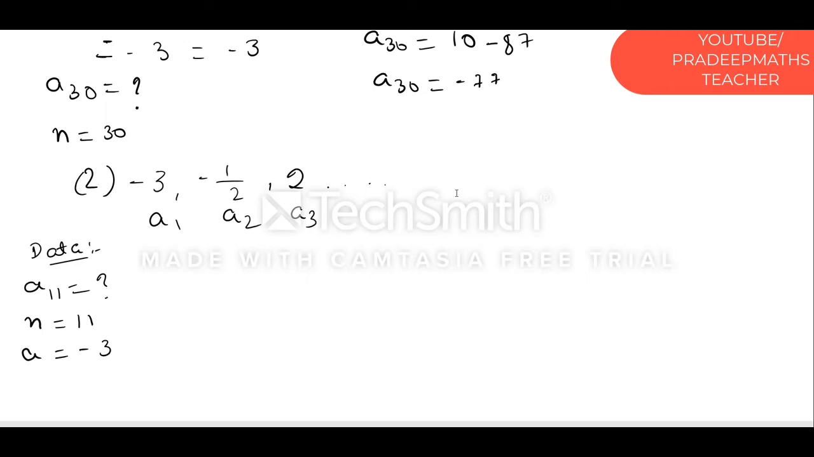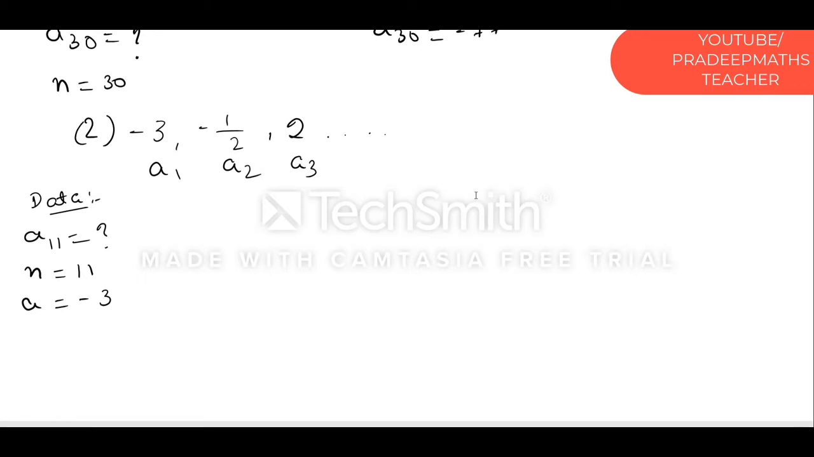Next you need to find the common difference, because the formula to find the A11th term will be, as usual, the nth term formula you need to use. So therefore a plus (n minus 1) into d. Children, from the next class I'll not write like this.